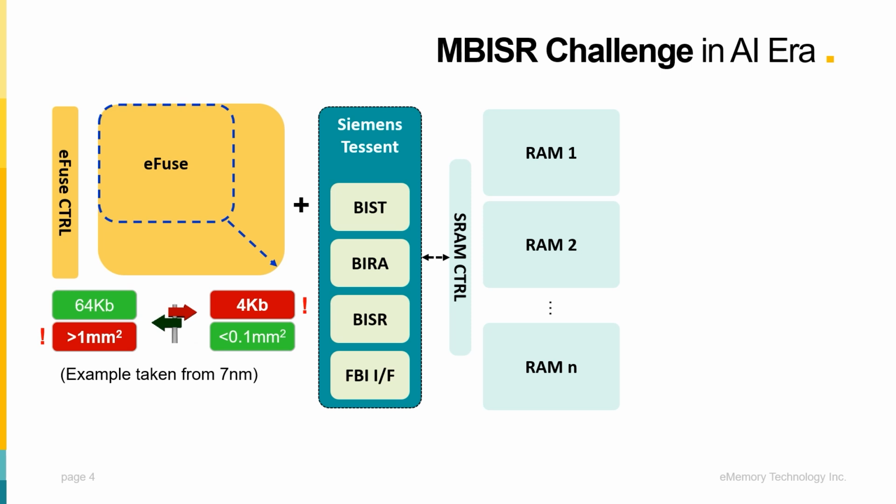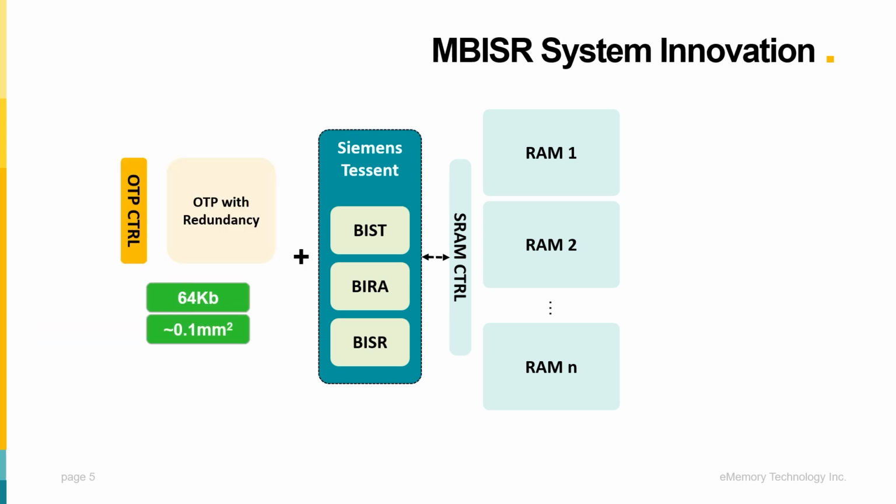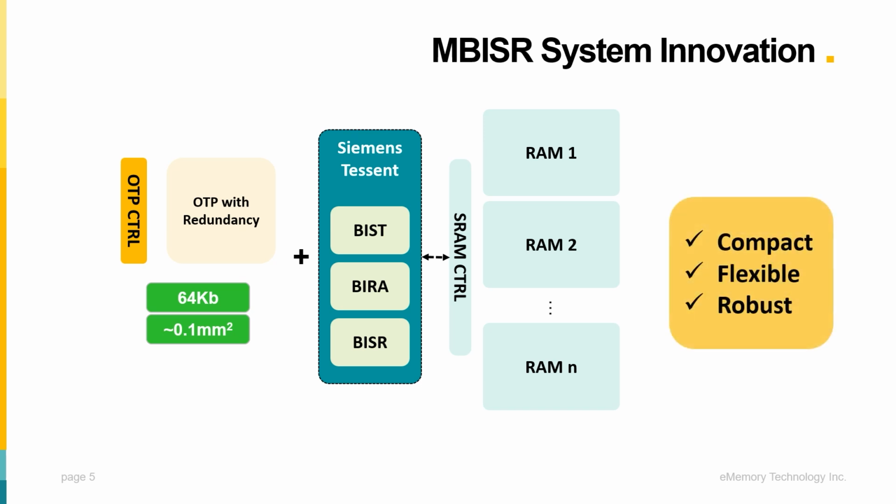In today's talk, I will present a new approach that integrates eMemory's high-capacity OTP with the Siemens Tessent tool for SRAM repairs to resolve the dilemma. This method offers several obvious advantages over traditional eFuse solutions. Specifically, it becomes more compact, flexible, and reliable. I will deep dive into the details of these benefits and how they address the limitations of conventional methods in the following sections.